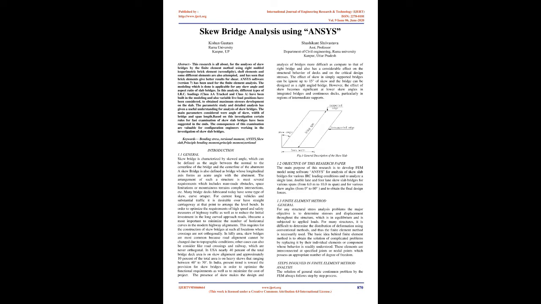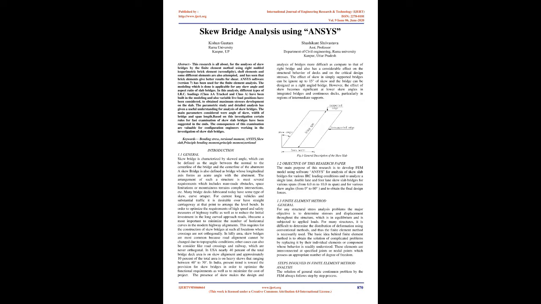Introduction. 1.1 General. A skew bridge is characterized by skew angle, which can be defined as the angle between the normal to the center line of the bridge and the center line of the abutment. A skew bridge is also defined as a bridge whose longitudinal axis forms an acute angle with the abutment. The arrangement of such a structure meets several requirements, which include man-made obstacles, space limitations, mountainous terrains, complex intersections, etc. Many bridge decks fabricated today have some type of skew, curve or taper.